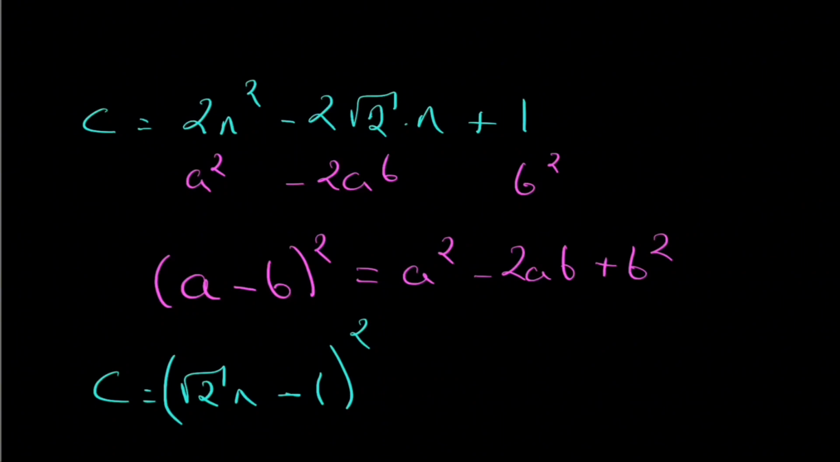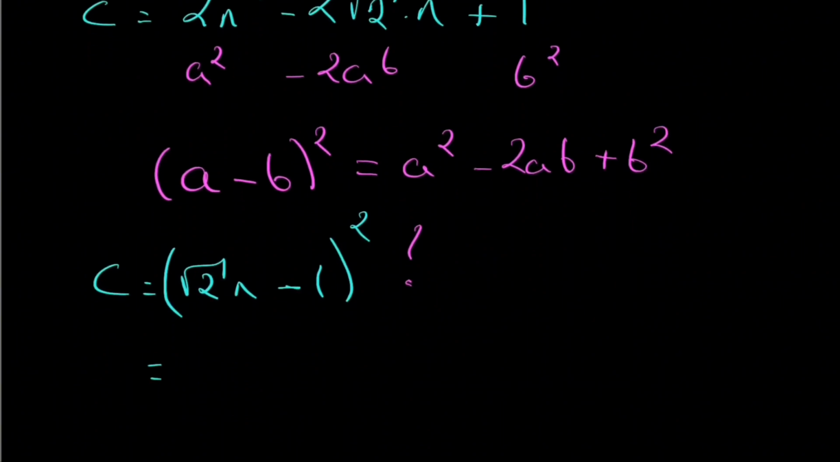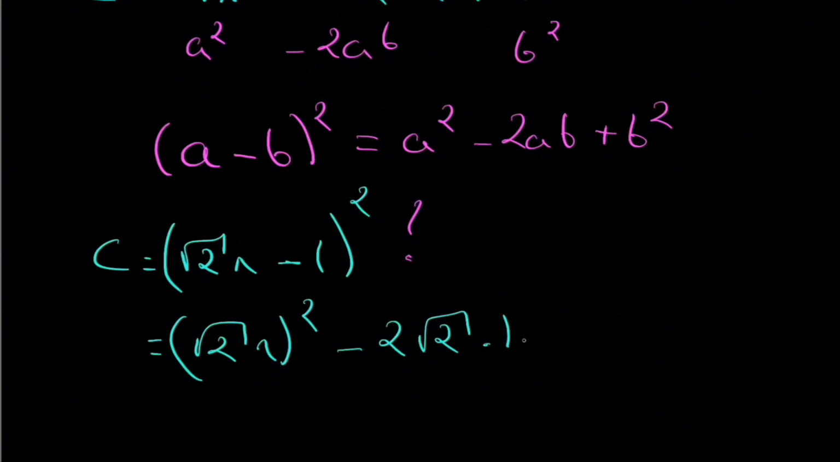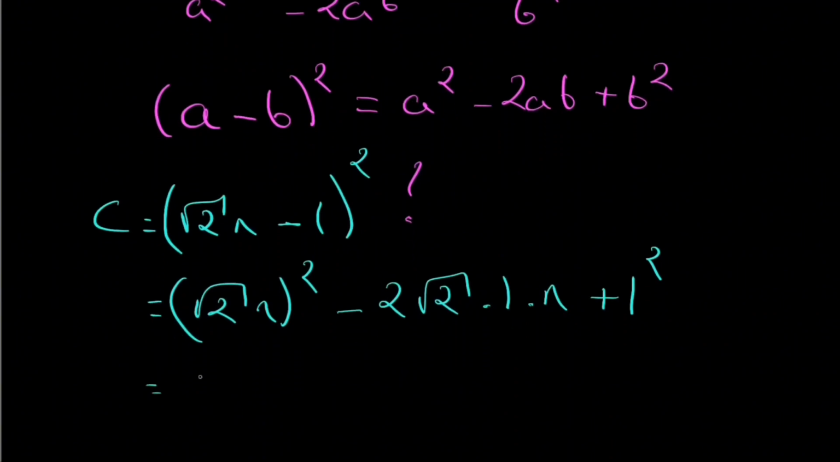So this is a hypothesis. Let's just develop the expression. So we tried to solve this in a sketchy way, and now we want to make sure that this is the right solution. So let's develop. (Square root of 2n) squared minus 2 times square root of 2 times 1 times n plus 1 squared is equal to 2n squared minus 2 square root of 2n plus 1.